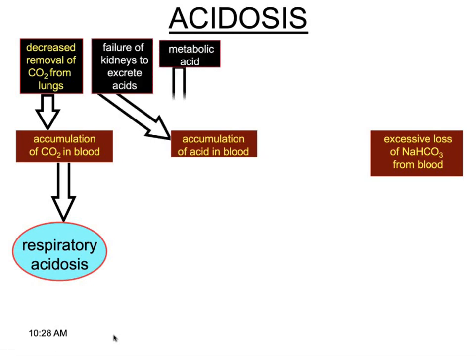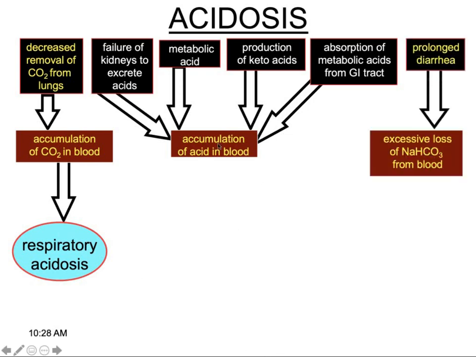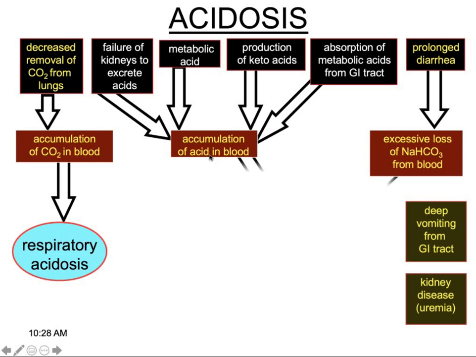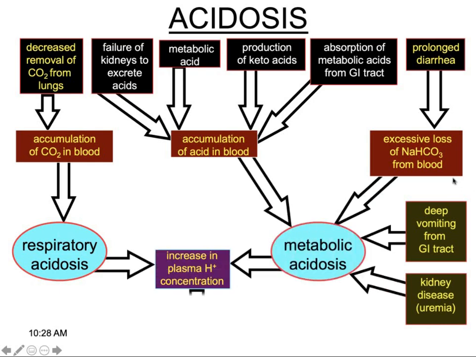Acid accumulates when kidneys fail to excrete acids, when there is production of keto acids, or when there is absorption of metabolic acids from the GIT. What it will do is produce more acid in the blood. Similarly, prolonged diarrhea causes excessive loss of sodium bicarbonate from the blood, and deep vomiting from the GIT, where I'm saying deep vomiting, the alkaline content from the intestine will go outside, in contrast to the HCl alone. Kidney diseases like uremia, all of these will lead to metabolic acidosis.